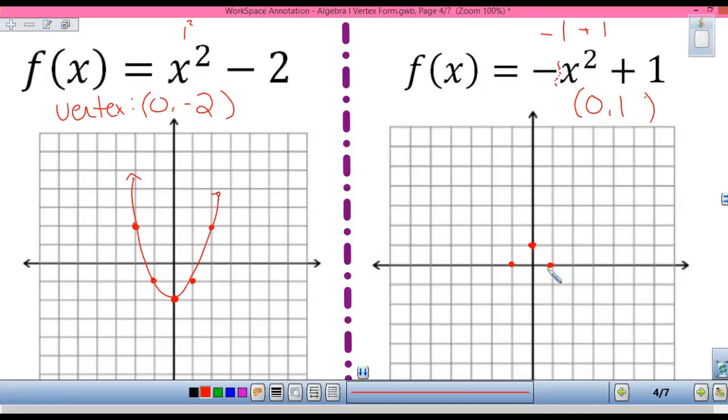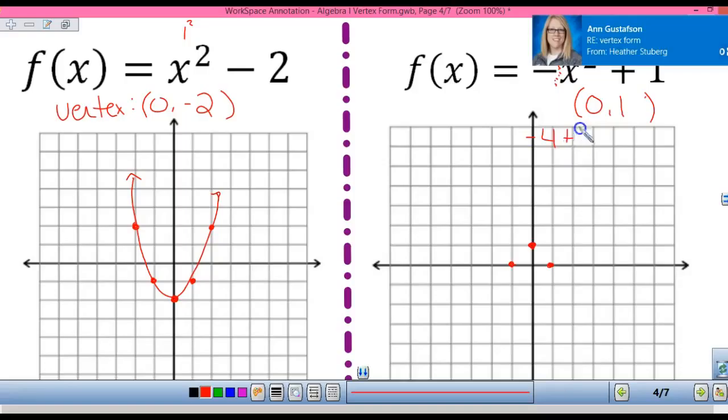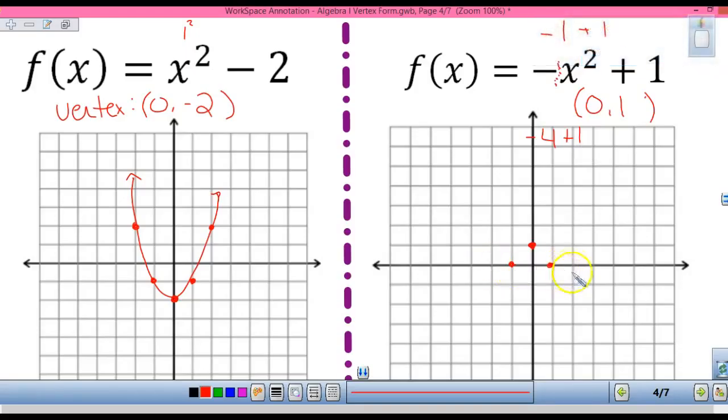Okay, what's 2 squared? 4. And then what happens with that negative? It comes along. So negative 4 plus 1 is negative 3. So 2, negative 3, and negative 2, negative 3. Okay, now I have enough points that if you connect them normally, you can do it.